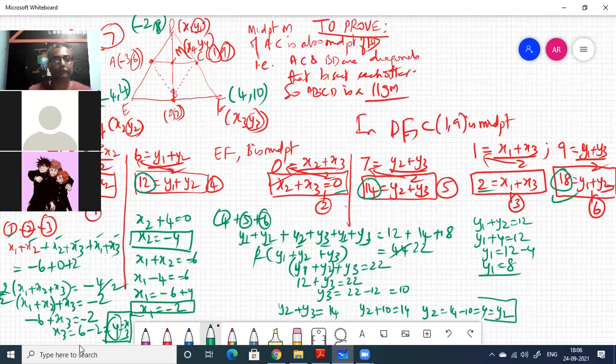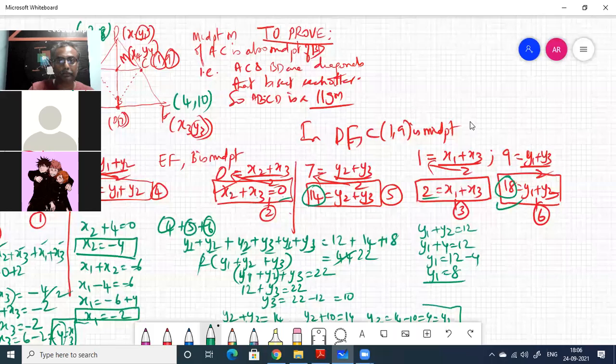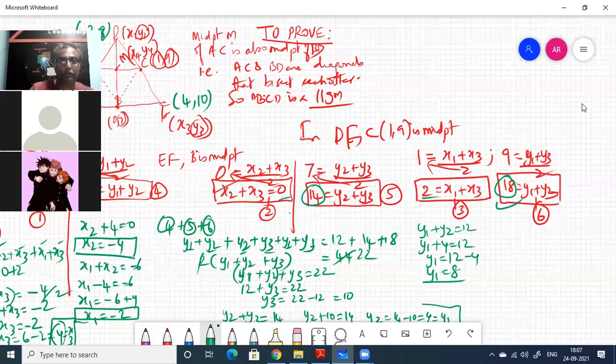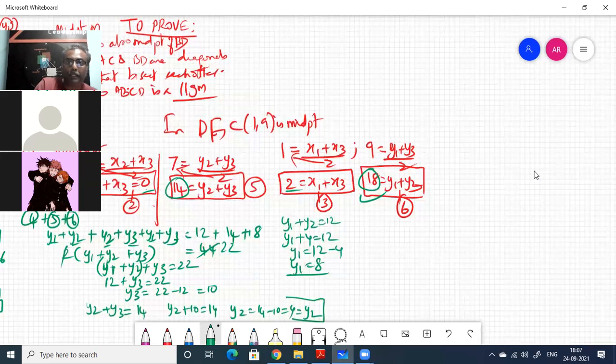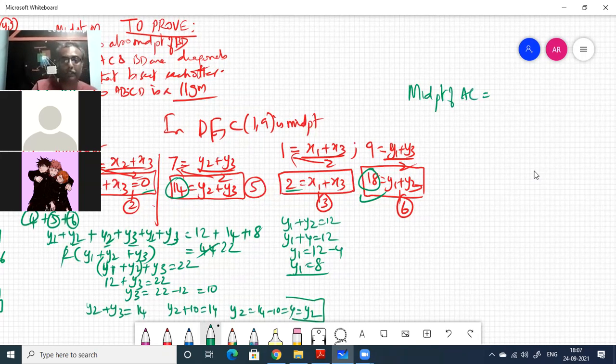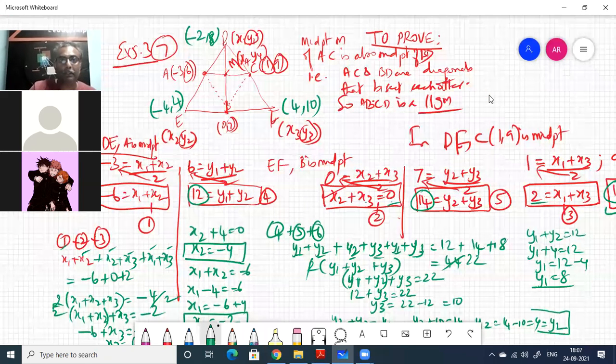Now what you have to do? Take the midpoint of AC. The points are (minus 2, 8), (minus 4, 4), and (4, 10). Now what you have to do? You have to find out the midpoint of AC. The midpoint of AC is between (minus 3, 6) and (1, 9).